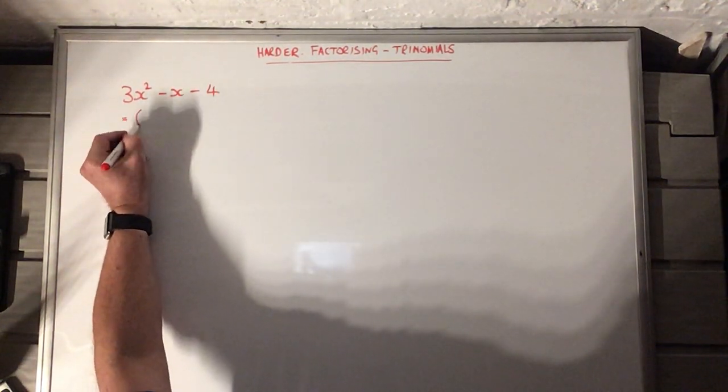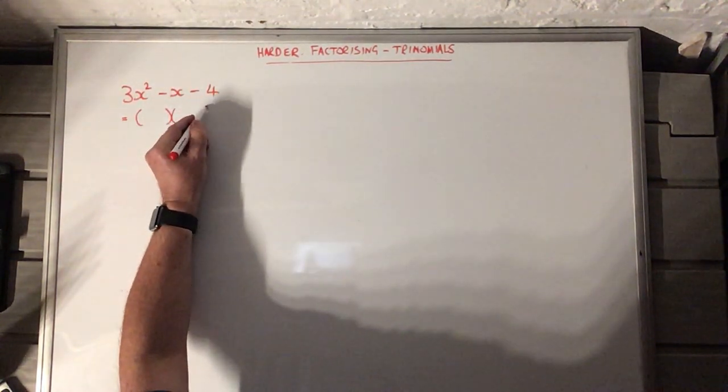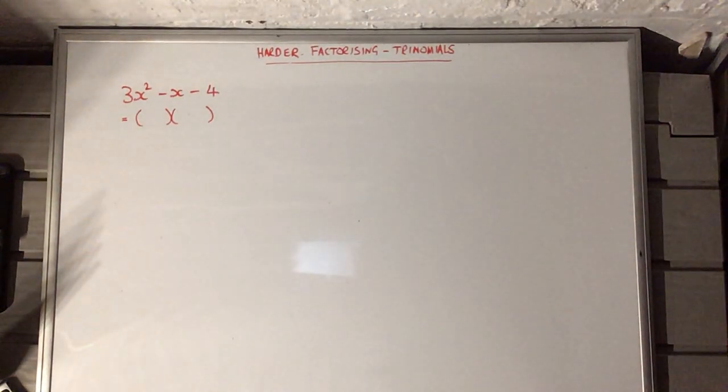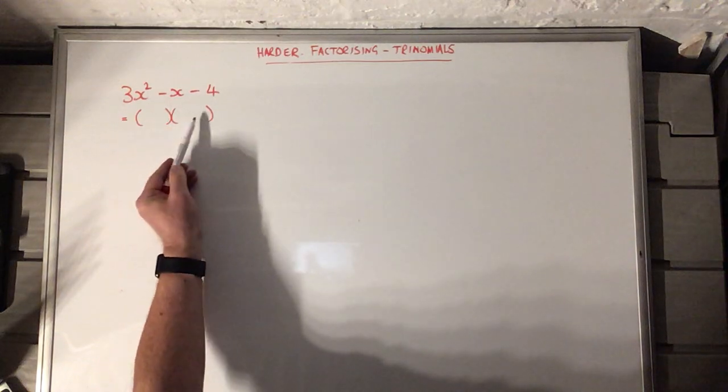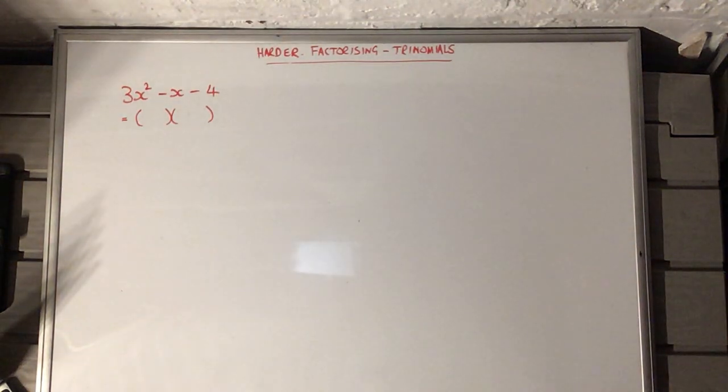And factorising, just to remind you, what we're doing is taking an addition sum and putting it into a product. We're making a product with two brackets. So we're taking an addition sum and turning it into a product, and we use a grid method for that. Okay, so this is how we go with this.